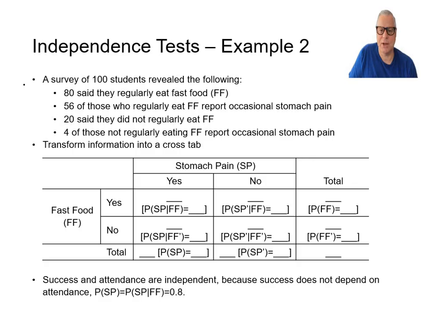80 said that they regularly eat fast food. Okay, so the fast food eaters, it's a total of 80. And a total of 100 students were surveyed. So now we know the probability of a fast food, FF, eater is 0.8. The probability that somebody is not a fast food eater must then be 20, or 0.2.